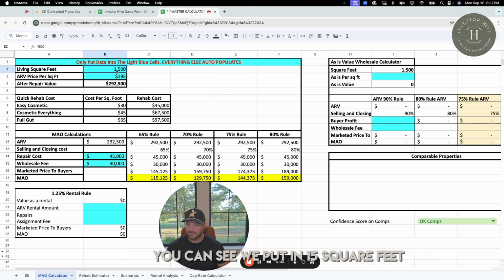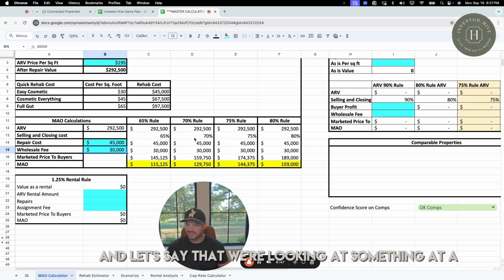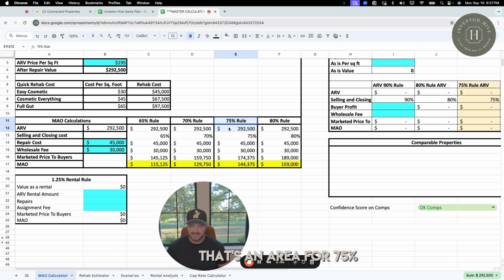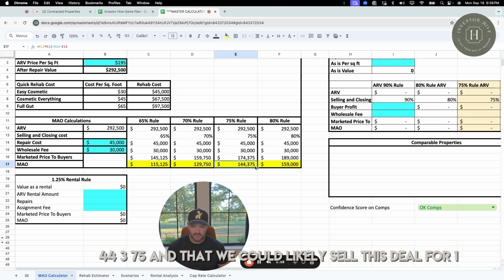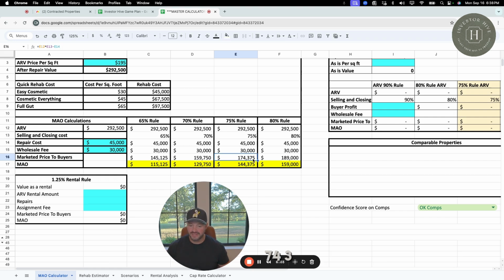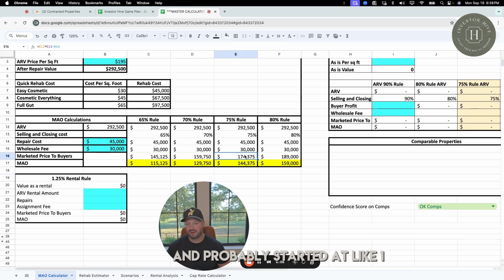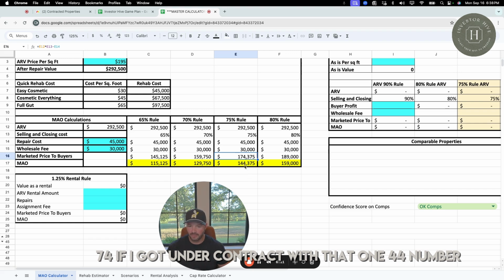So for this one here, you can see we put in 1,500 square feet, $195 a square foot. That is your after repair value. And we put in 45,000 repairs and a wholesale fee of 30,000. You work that out here. And let's say that we're looking at something that's in an area for 75%. We know that our max offer to the seller is going to be $144,375, and that we could likely sell this deal for $174,375. So if I were to market this deal, I'd probably start it at like 179, and we'd land at 174 if I got under contract with that 144 number.